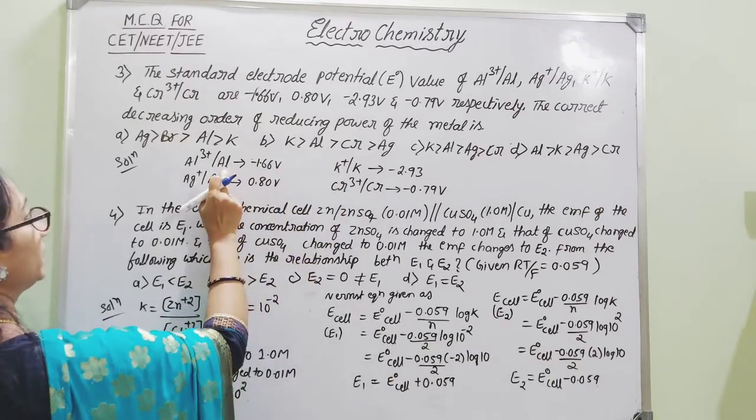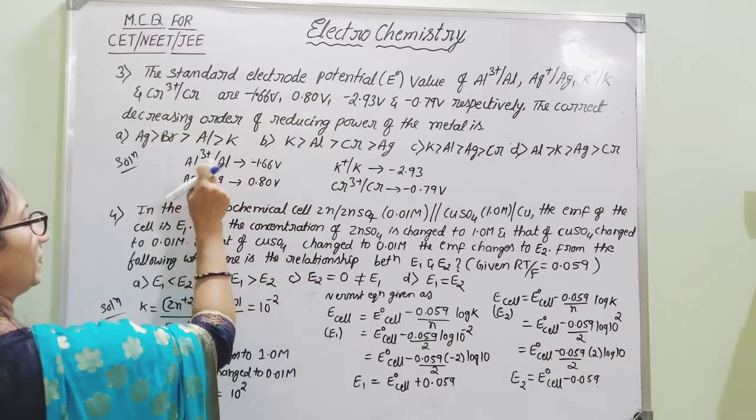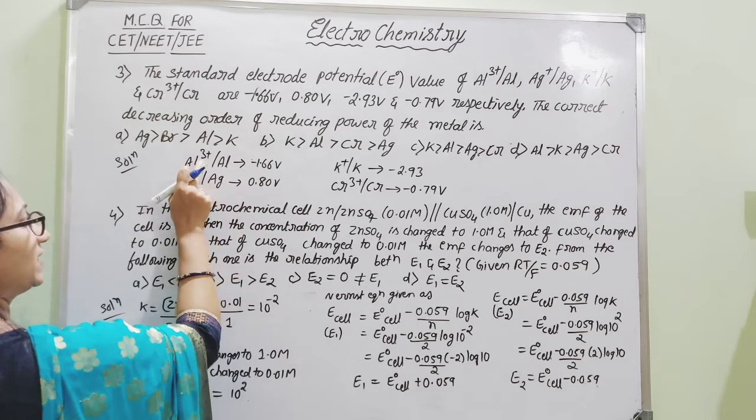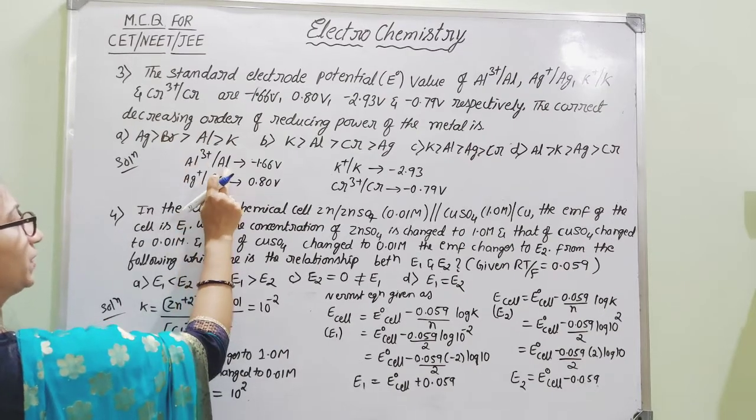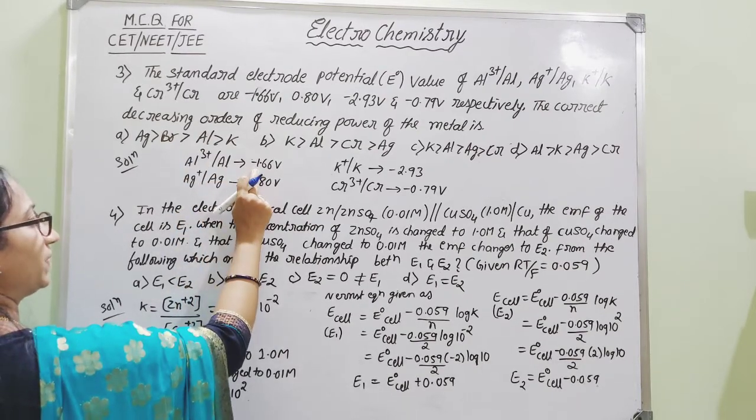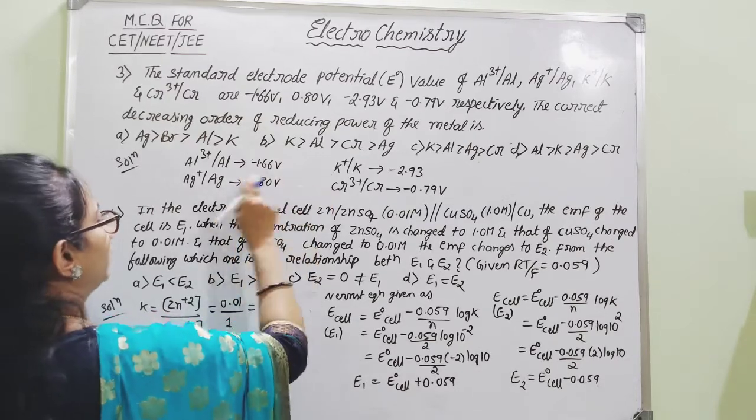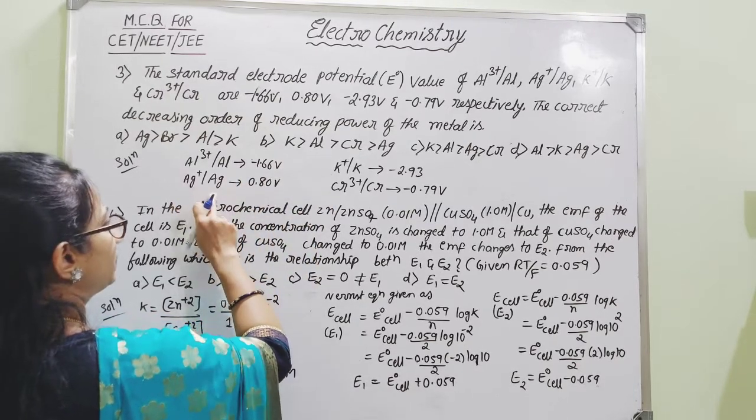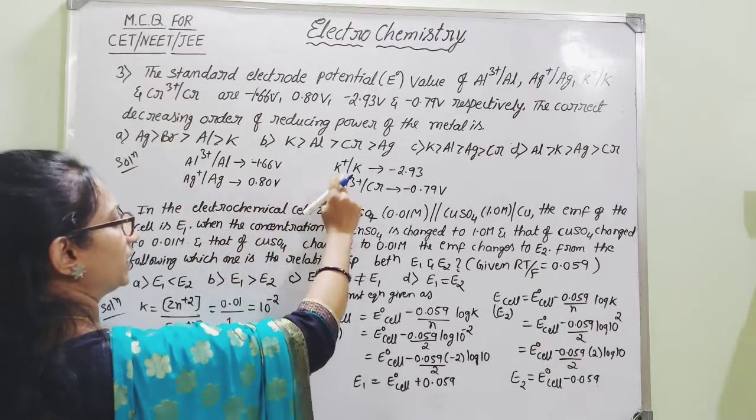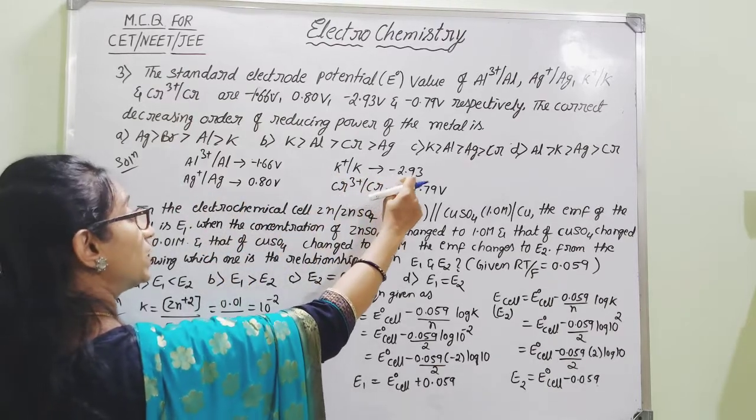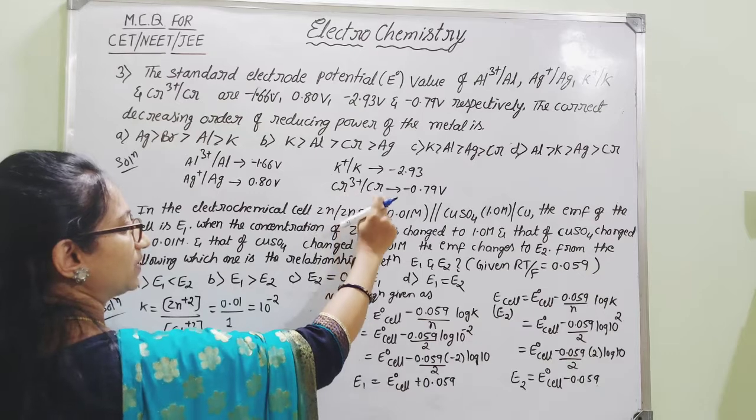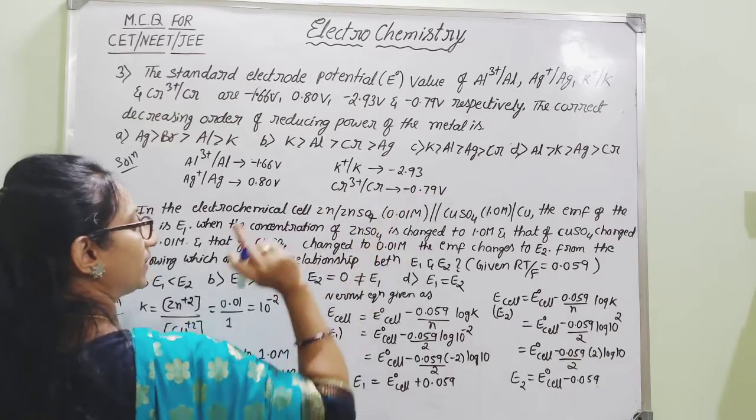Which are those examples? Al3+ undergoes reduction to give aluminium, its reduction potential value is minus 1.66. Then for silver, Ag+ into Ag, it is positive. For K+ into K, it is minus 2.93. For Cr3+ into Cr, it is minus 0.79 volt.